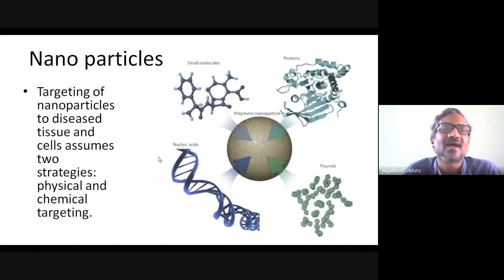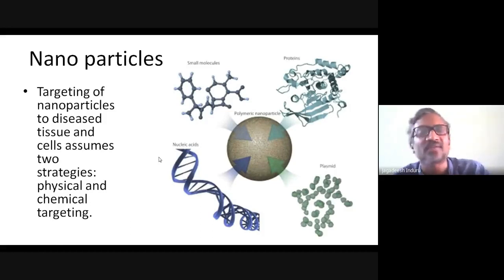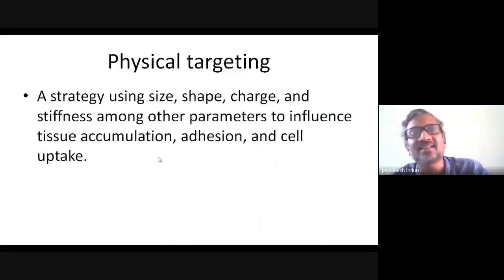Now we have different delivery systems to deal with, and the first one, which is more preferably used, is the nanoparticle. There are two strategies applicable in drug targeting using nanoparticles, physical and chemical targeting, and this we have also seen. Physical targeting is based on size, shape, charge, and stiffness.